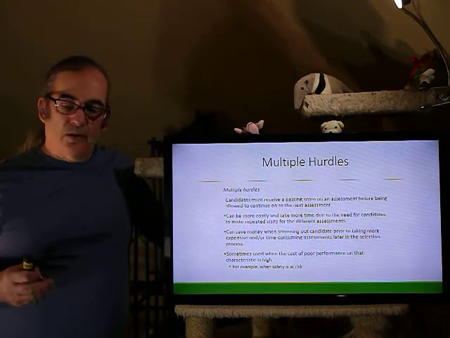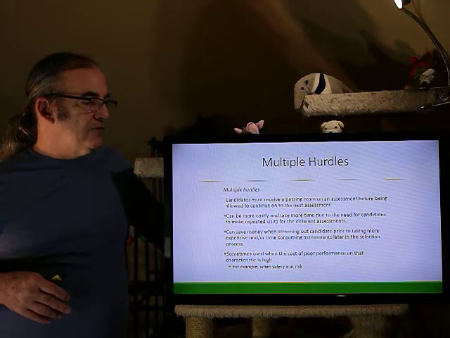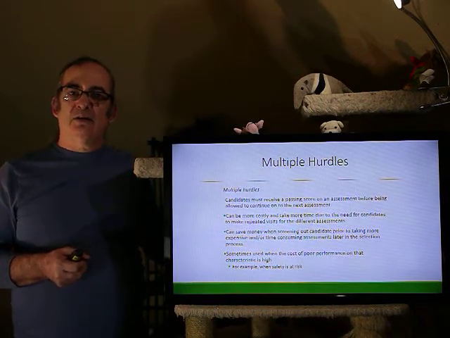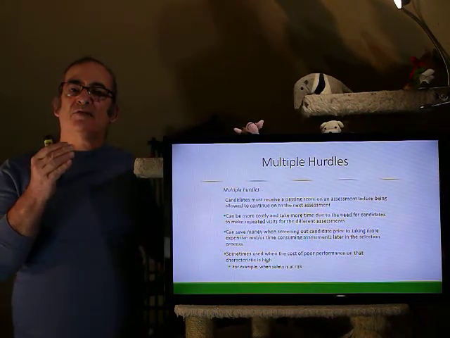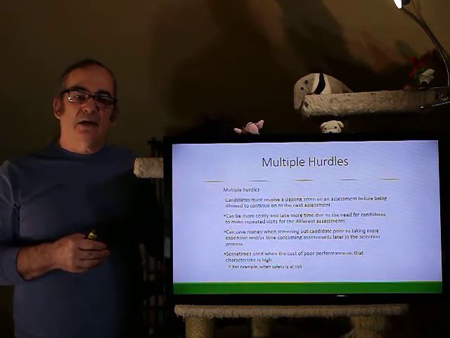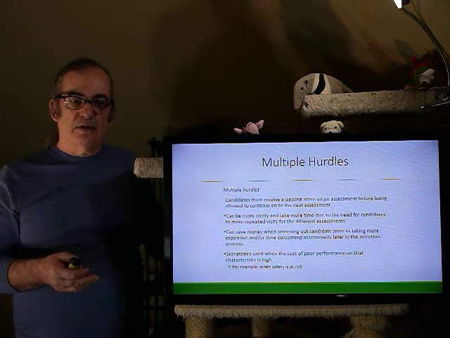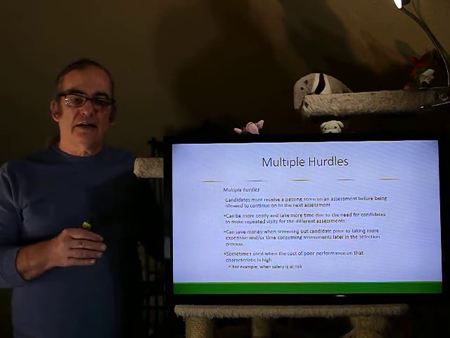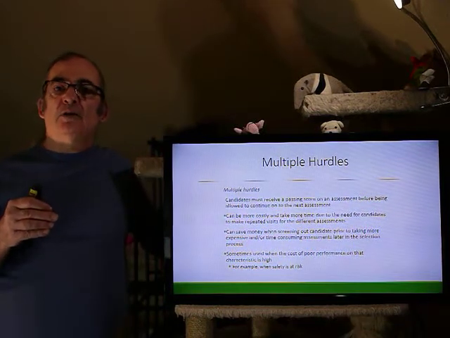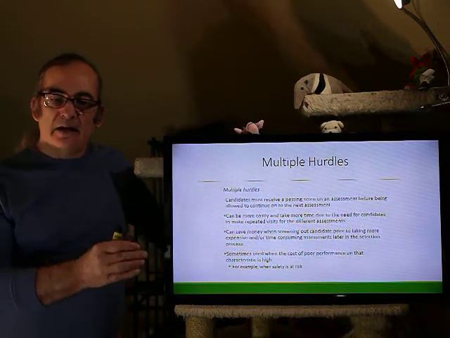With multiple hurdles, candidates must receive a passing score on an assessment before being allowed to continue on to the next assessment. This is useful if you have what you consider deal killers, but which aren't necessarily successful in differentiating candidates who can pass. For example, can you drive a forklift or not? We can put everyone on a forklift in a safe environment and see if they can use it effectively. If they pass, good, they pass. But if there are other person specifications that are necessary beyond that, let's get everyone past that hurdle.